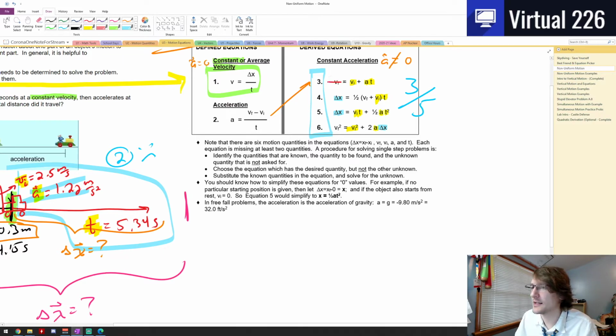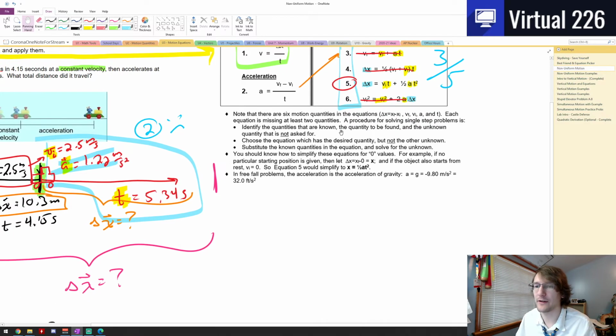So we take a look at these. It can't be 3. It can't be 4. It can't be 6 because we don't have this VF. So we're left with equation number 5. And what's nice about equation 5 in this case is because we're not looking for time, we don't actually need a quadratic. We can just shove in numbers here. So to shove in numbers, we just plug them in.